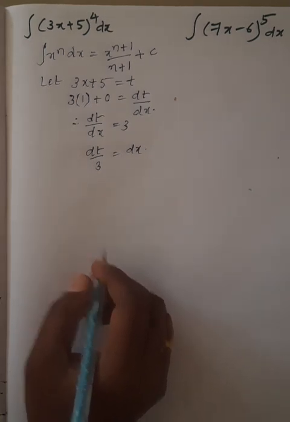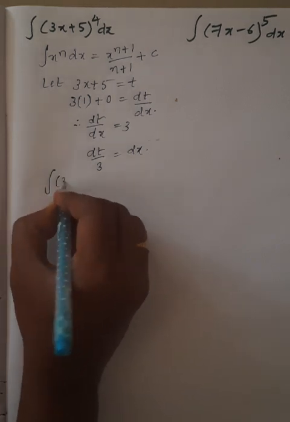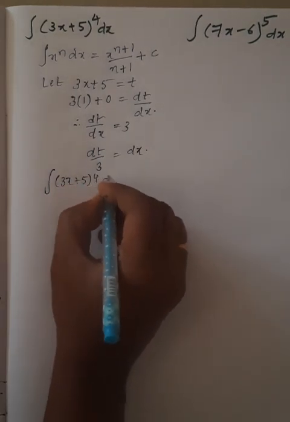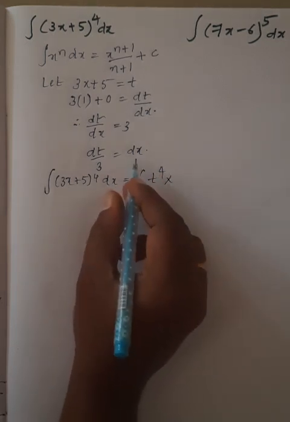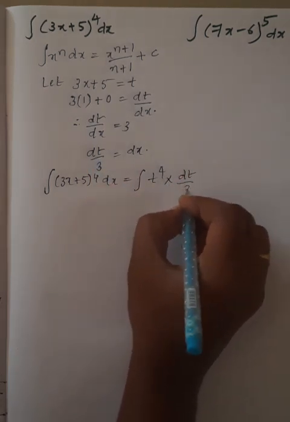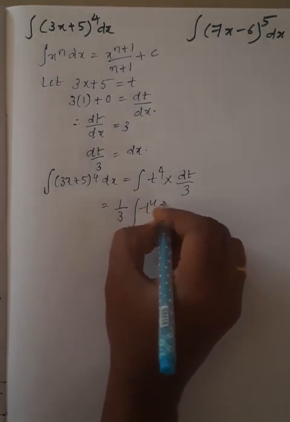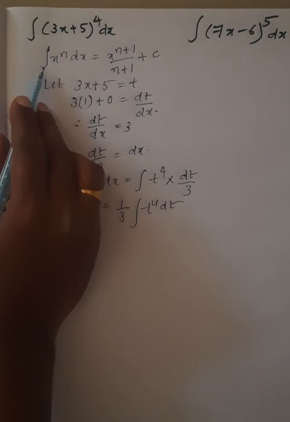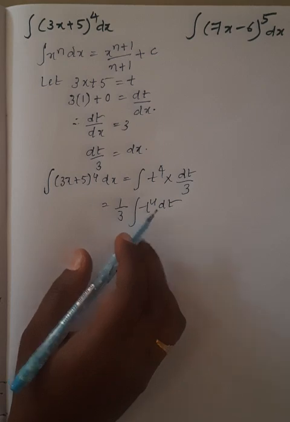Now we have to go for the question. Integration of (3x + 5)^4 dx will become integration of t^4 into, we have to substitute dx with dt/3. Therefore, it will become 1/3 integration of t^4 dt. Now it is in the standard form of integration, that is integration of x^n dx, where the variable of integration is t.